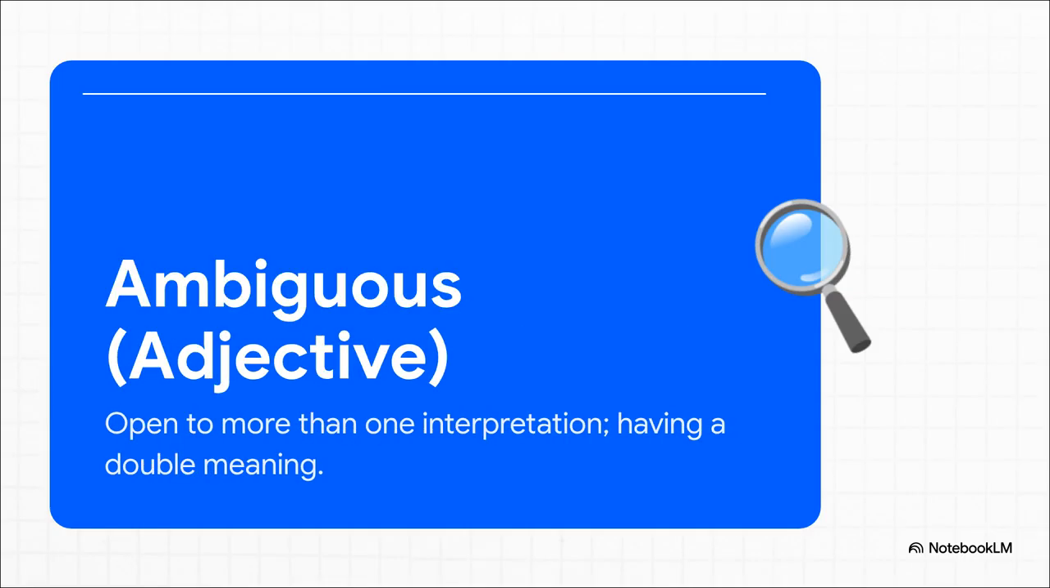And wrapping up this first toolkit, we've got ambiguous. Oh, this is a huge one. An ambiguous statement is fuzzy on purpose. It's unclear, and the ACT loves to use this to create those tricky trap answers. They want to see if you can spot that uncertainty. Being able to recognize ambiguity is like your shield.